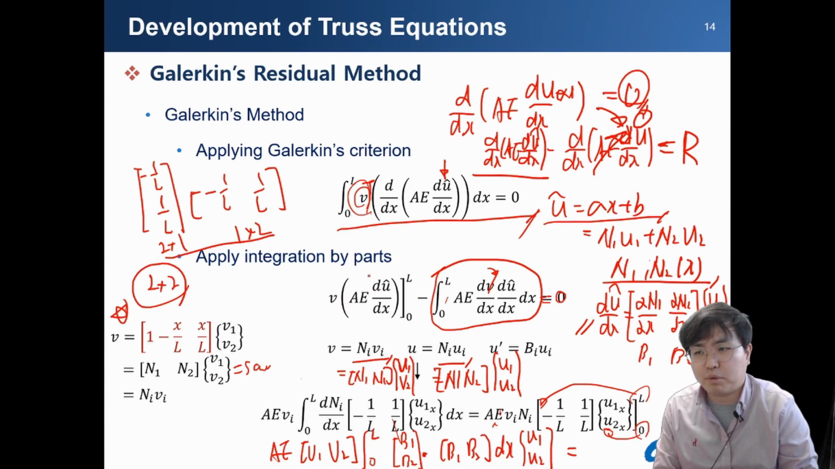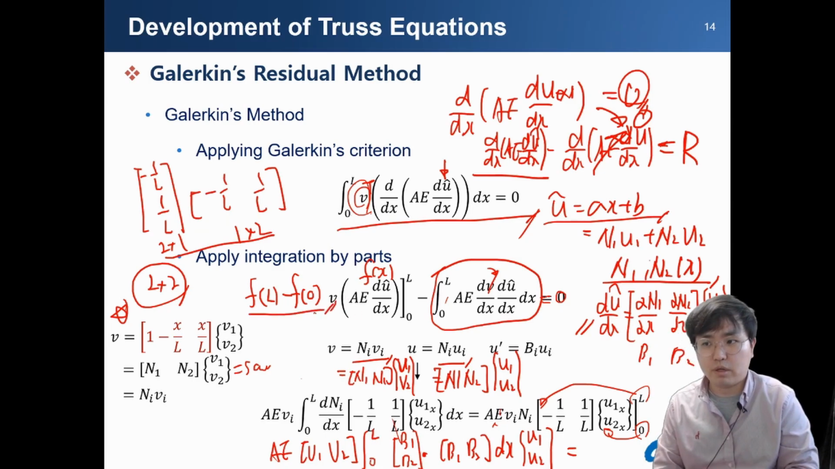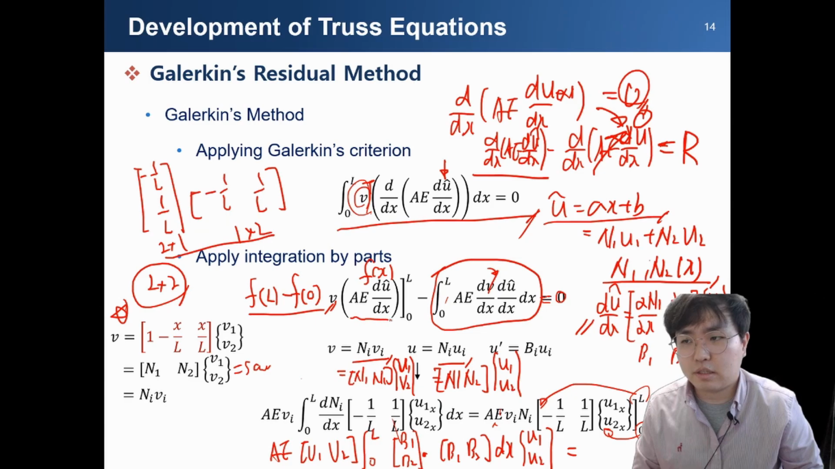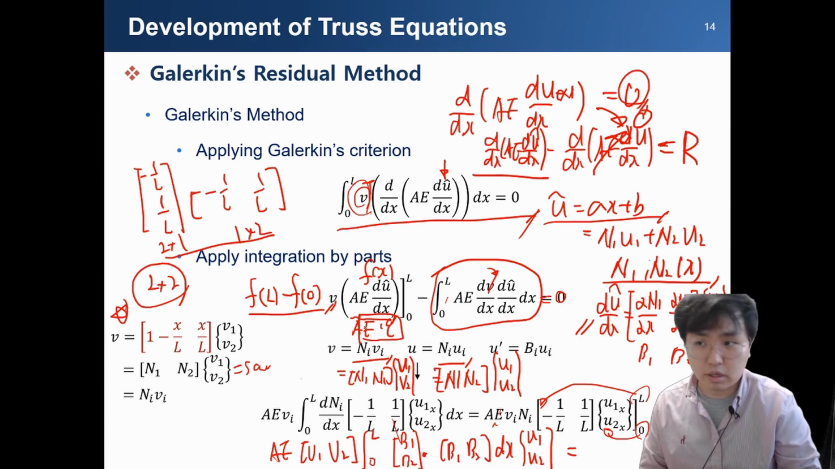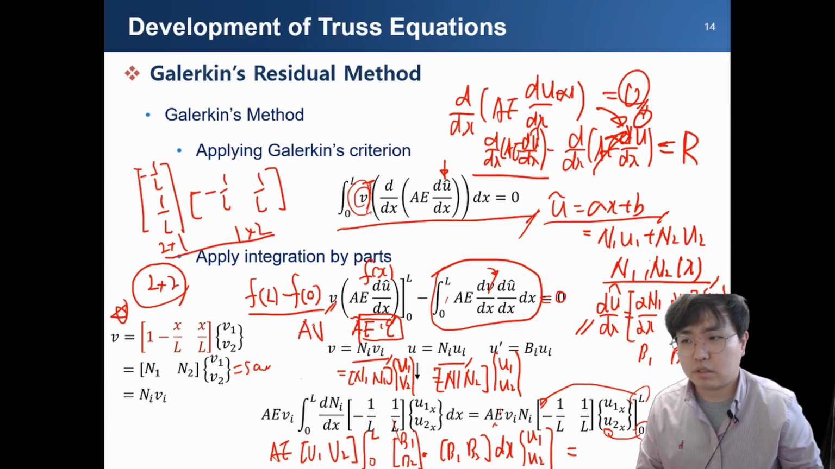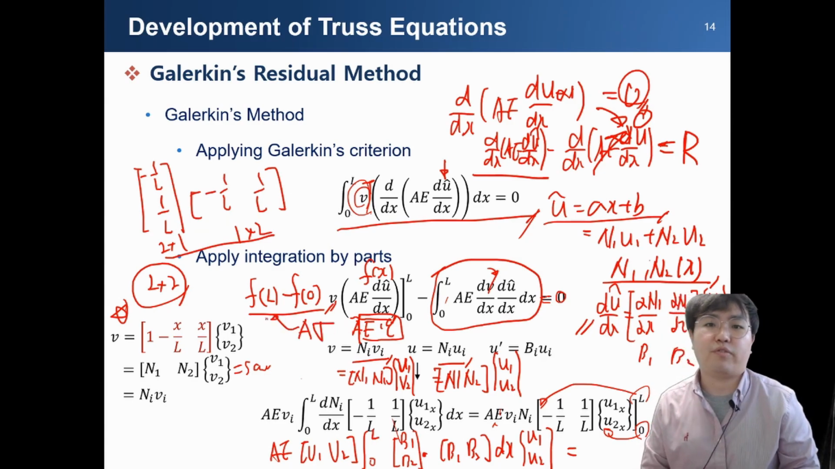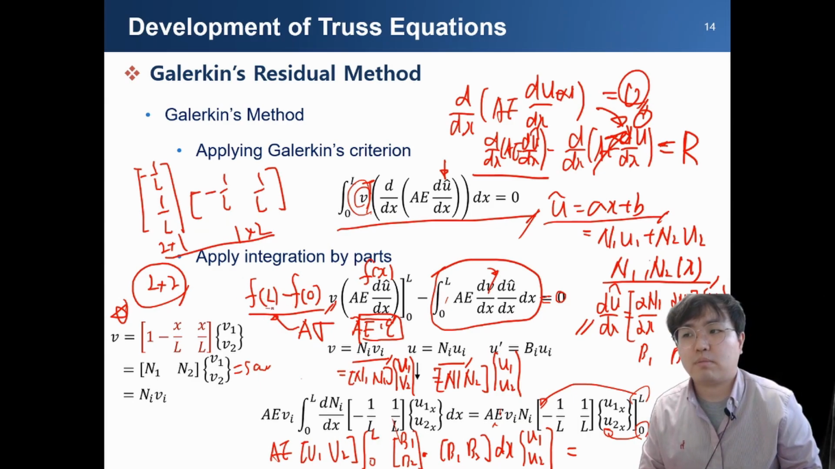This part is some function, a function of x or a function of u, evaluated at L minus at x equal to 0. This just becomes a specific value. Let's think about what this value is: A and E, Young's modulus, and strain. This is a stress, and what is this? Okay, this is a force. Stress and cross-section multiplication is a force. So the force at point L and the force at point 0.